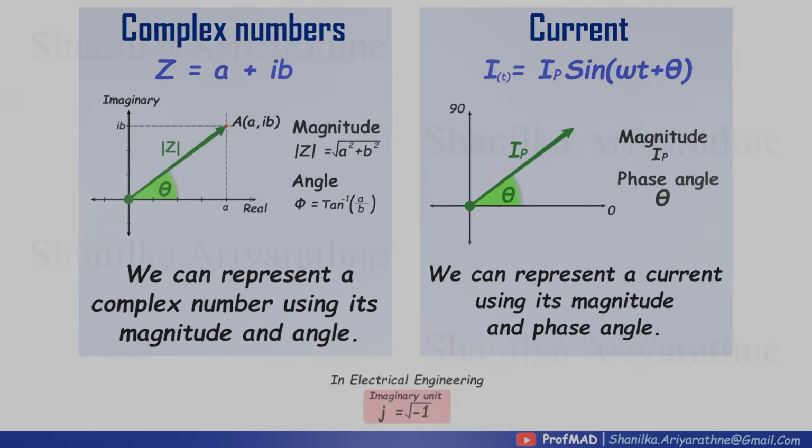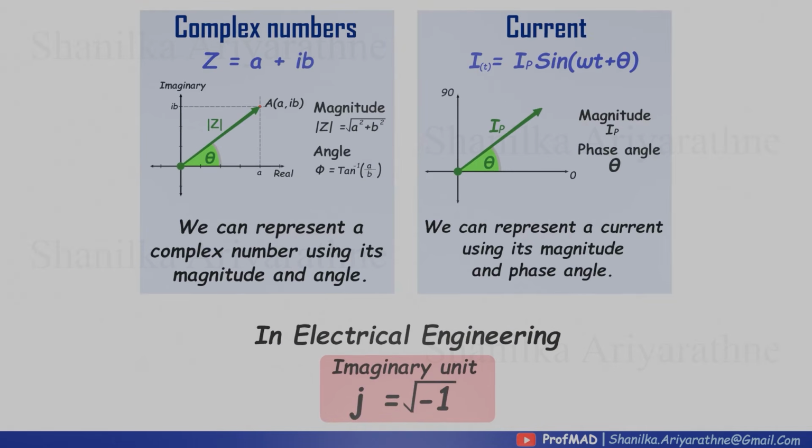But before we do that, there's one small convention to keep in mind. In electrical engineering, we use J for the imaginary unit instead of I, because I is already commonly used to represent current. So with that in mind, let's move forward.